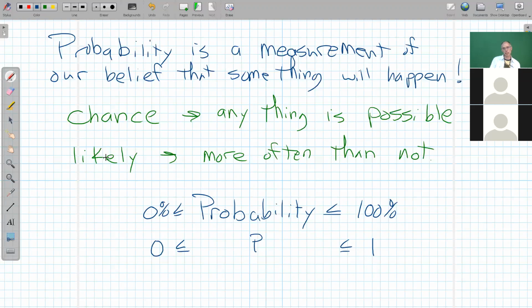So then what I'm thinking about likely here, something is likely if the probability of it happening is more than 50%, right? As a decimal. So that's the way I think about the word likely. And I think most people, when they say the word likely, that's kind of what they're thinking.